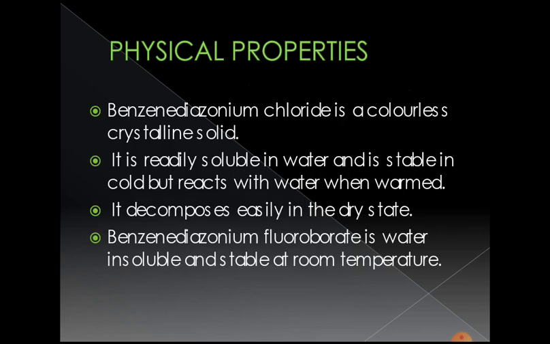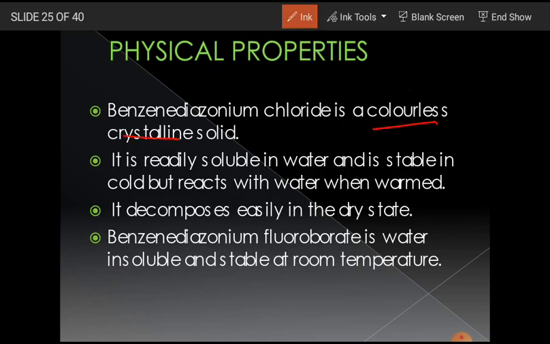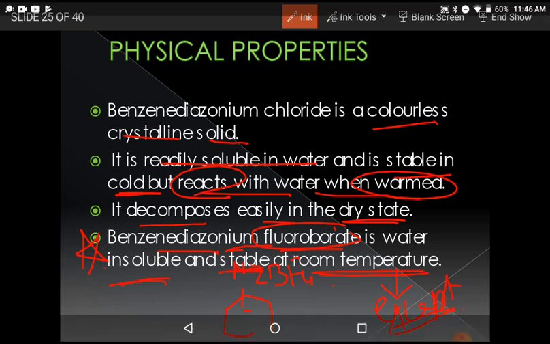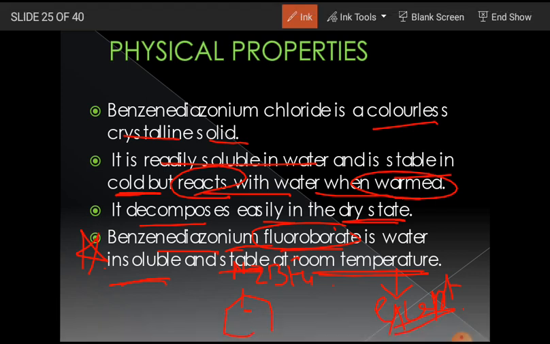Let us now talk about the physical properties. Very simple. It is a colorless crystalline solid. It is readily soluble in water and is stable in colder conditions, but with warm water it is reactive. It decomposes easily in the dry state. Benzene diazonium fluoroborate is important. That is, we have this compound N2BF4. This compound is water insoluble and it is stable at room temperature. So that is an important, exceptional point. Other than this, all are soluble in water.